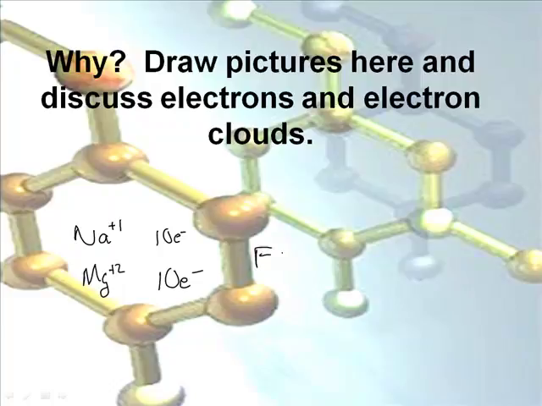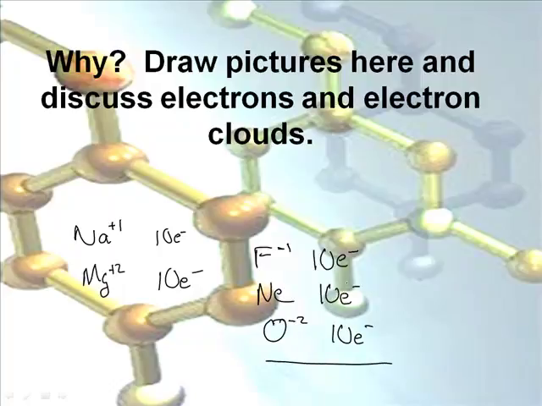What about the fluoride ion? It normally has 9, and it got an extra 1 for the negative charge, so it has 10. We're seeing a pattern here. What about the oxide ion, O -2? Normally has 8, got 2 extras for a total of 10. And let's throw neon in the mix while we're at it. Neon has 10. There's no charge, so you have to play the game.